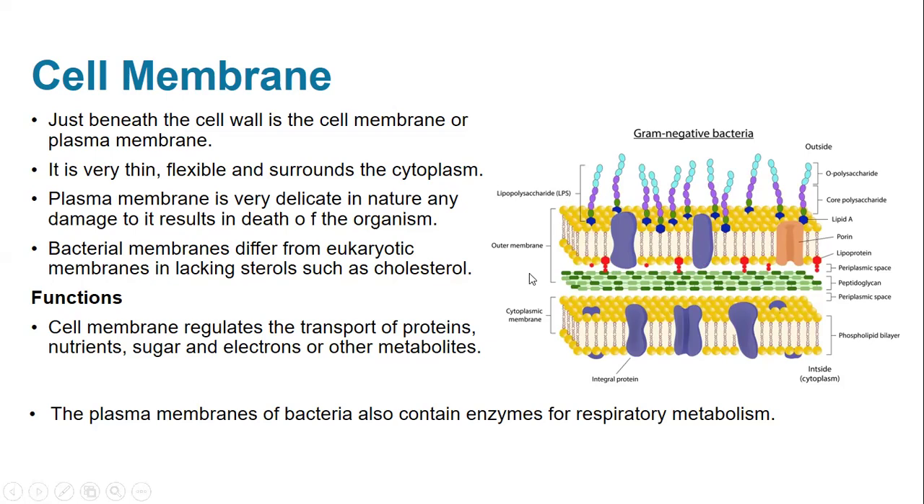The lipopolysaccharides, this is the outer membrane, this is the cytoplasmic membrane, the phospholipid bilayer, and peptidoglycan, which is not present in eukaryotic cells. This is the periplasmic space, which is not present in eukaryotic cells. The lipoproteins are also present. The porins, just like channels, help the transportation across the membranes.